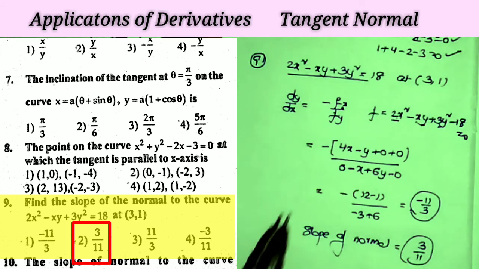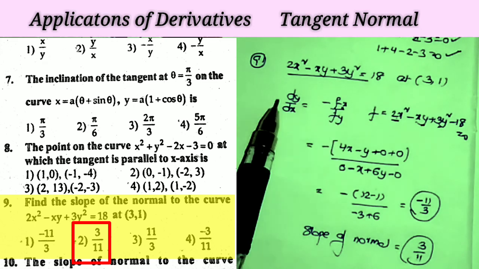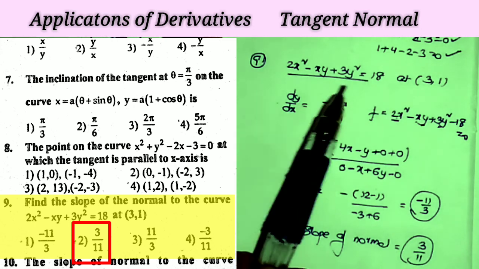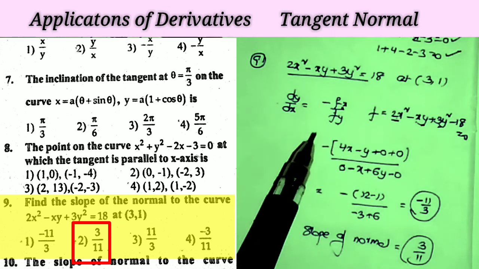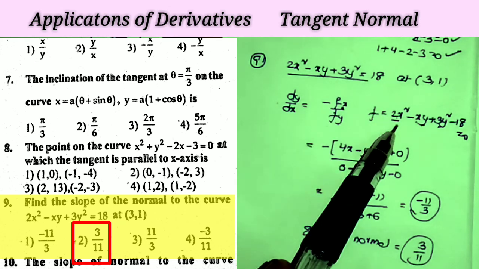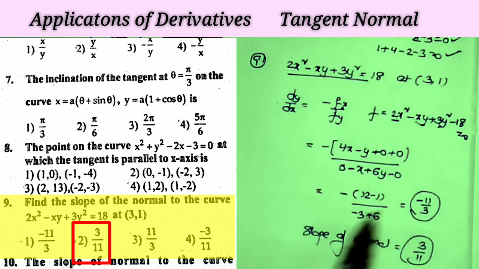Very easy. When we have the polynomial, then the procedure is minus fx by fy to find the derivative. When we take the derivative with respect to x, then we consider y as the constant. Similarly, when we take the derivative with respect to y, then we treat x as the constant. Just a simple logic, okay. This is the slope of the tangent, then slope of the normal is equal to minus 1 by m. That's all.